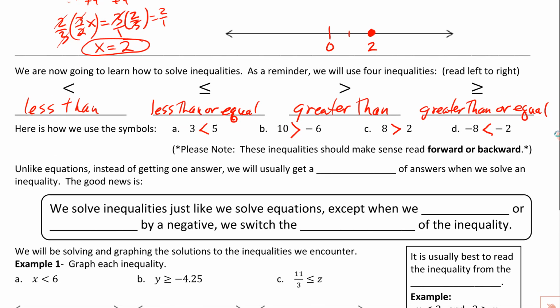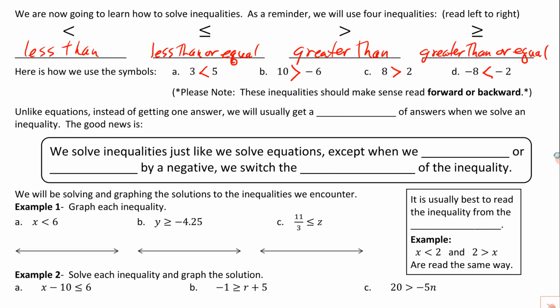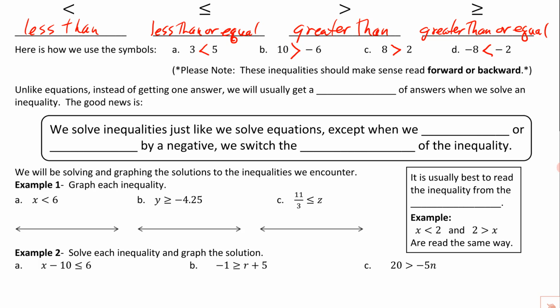Now, unlike when we solve equations where we get one answer, when we solve inequalities, we get a range of answers. We get a whole bunch of answers. That's why when we shade in the solutions on a number line, we get a big shaded area. Well, the good news is, and you might remember this from 7th grade or whenever you learned this, we solve inequalities just like we solve equations, except when we do a couple of things.